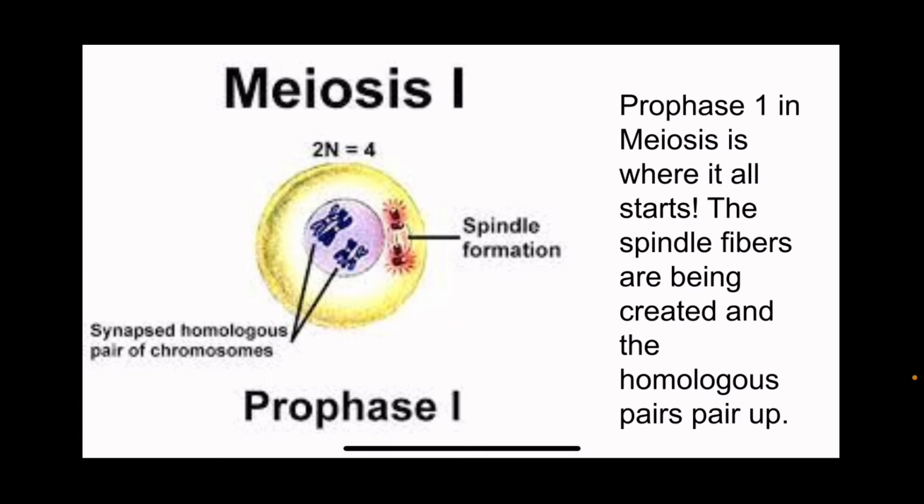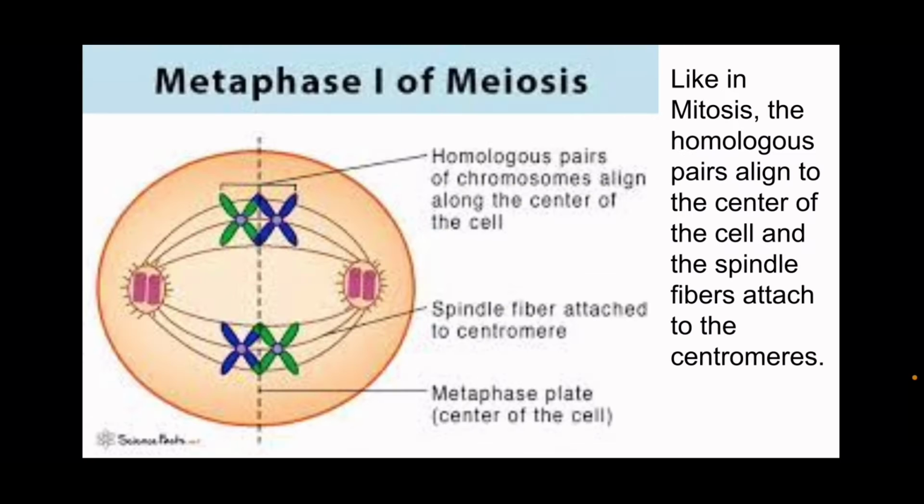Now, meiosis 1, prophase 1. Prophase 1 in meiosis is where it all starts. The spindle fibers are being created, and the homologous chromosomes pair up. So it's like starting everything.